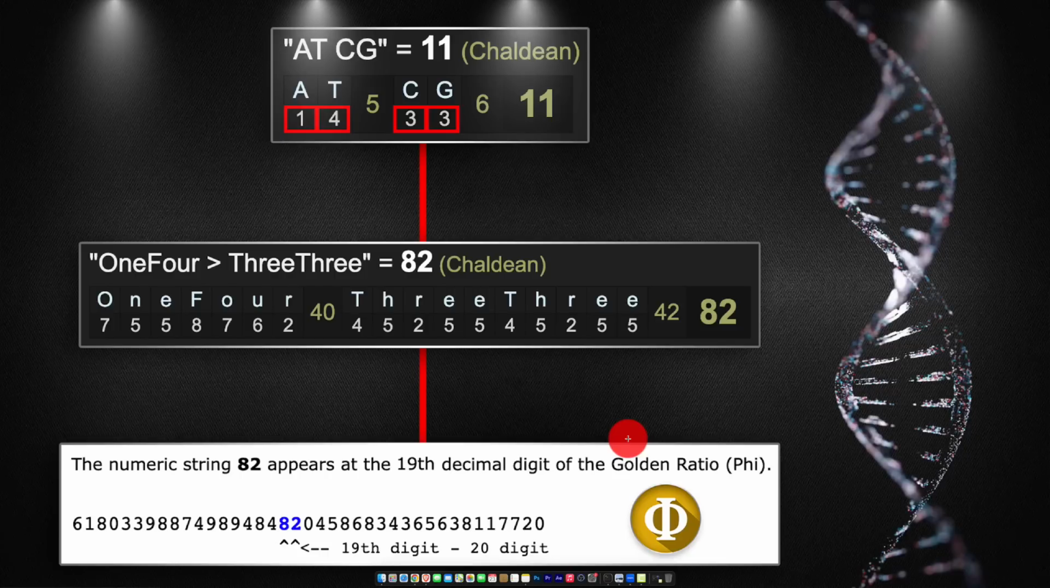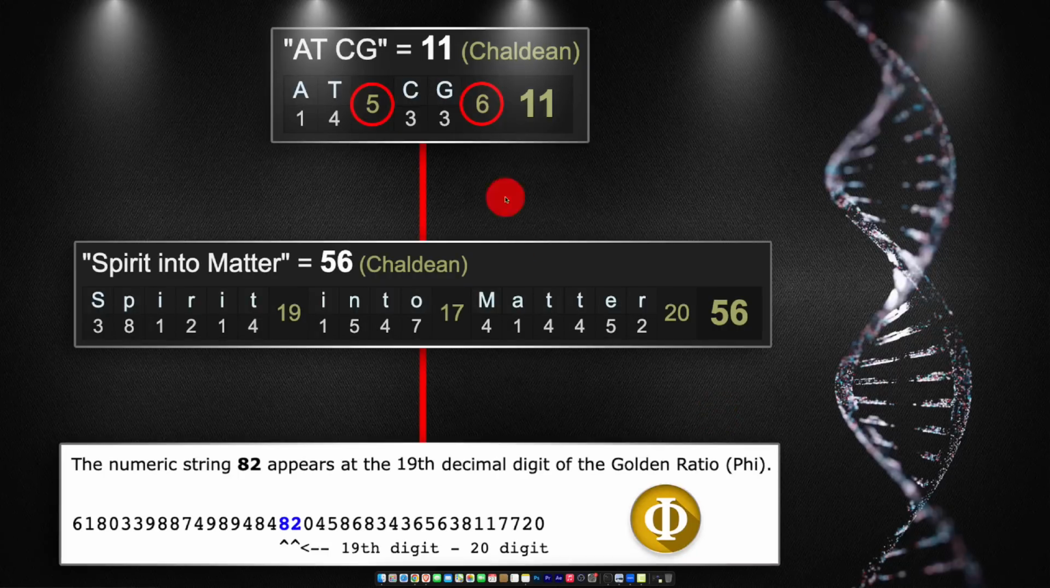You don't have a choice. You don't have a say in the matter. It's already been built into the software. And if we go to the double digits, or the digits added up, AT is 1 plus 4 is 5. CG is the 33 and it's 6. And now we have 56. How big is the 56?